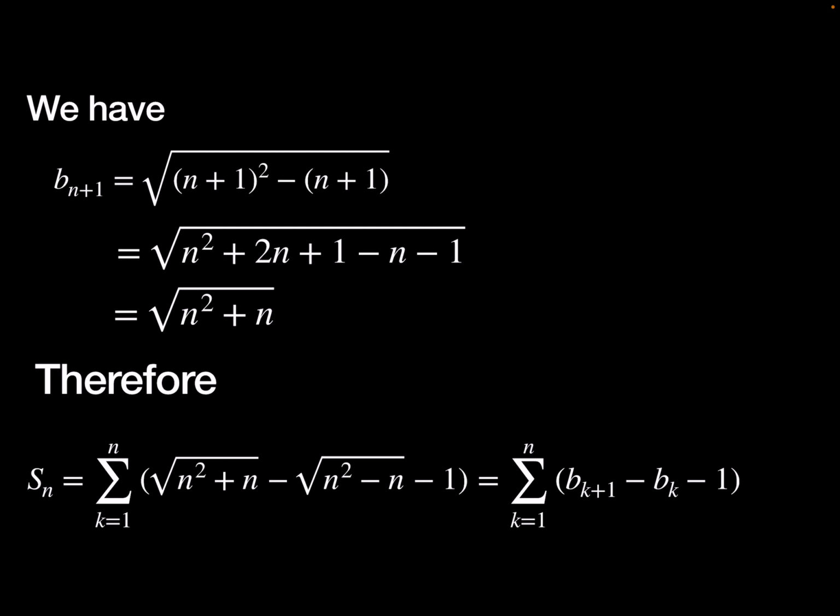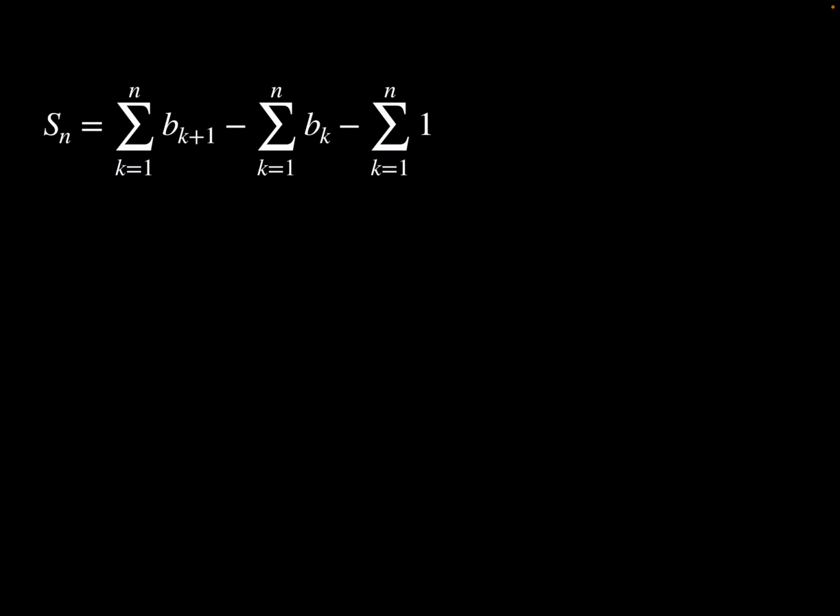Okay, so let's simplify this. We can do it step by step. So I'm going to split the sum into three sums. So s sub n is equal to the sum as k goes from 1 to n of b sub k plus 1 minus the sum as k goes from 1 to n of b sub k minus the sum as k goes from 1 to n of 1.